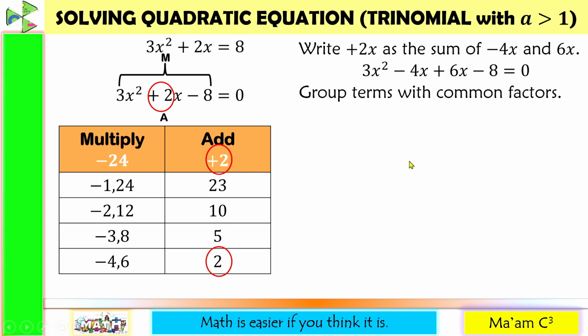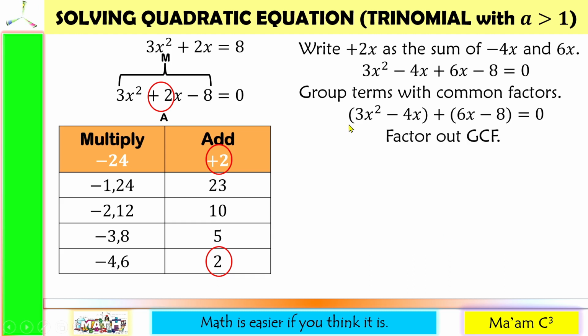Next, I am going to group terms with common factors. So let me just group these two and these two as well. From here, I can factor out the greatest common factor. So for the first group, the greatest common factor is x. x squared and x, I can factor out x. So I have x times 3x minus 4. Let us do quick checking. x times 3x is 3x squared. x times -4 is -4x. Now, for the second group, the common factor is 2.